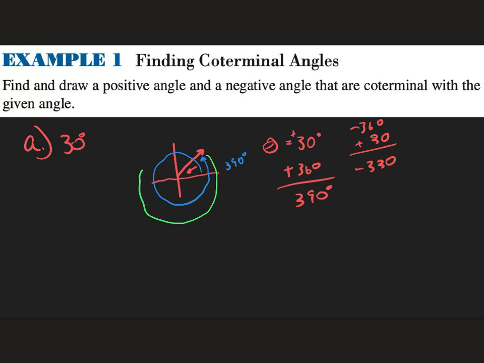not from the angle, I'm sorry, from the initial side, from the x-axis, not from where the angle is. If I went around, this would be negative 330 degrees. And that's all you have to do.